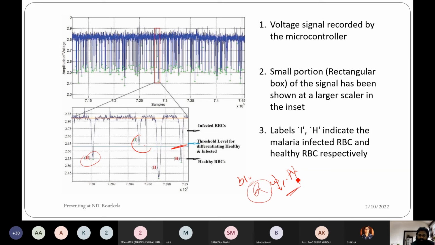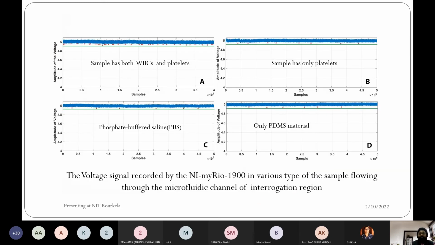To identify this, I ran a couple of tests with platelets and WBCs in the sample, and found that we don't see much change of intensity when WBCs and platelets were present. At the same time, I collected platelets from the upper layer, where we have mostly platelets only, and there also we found similar results.